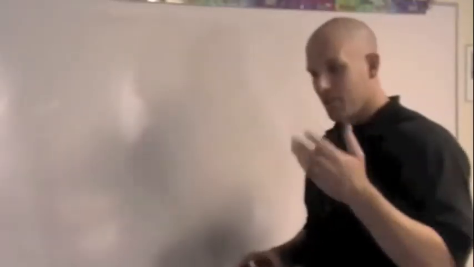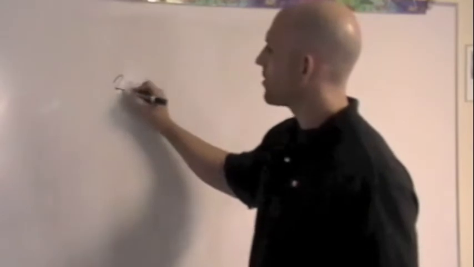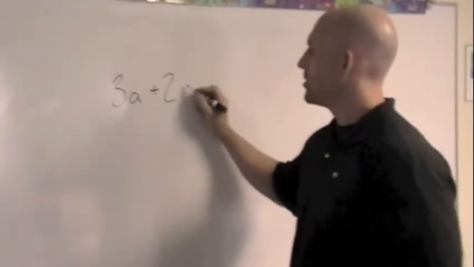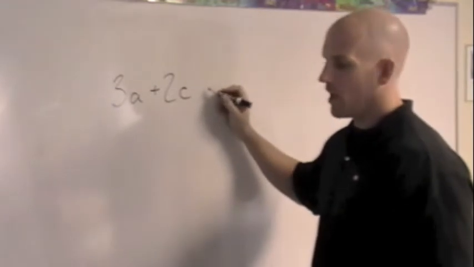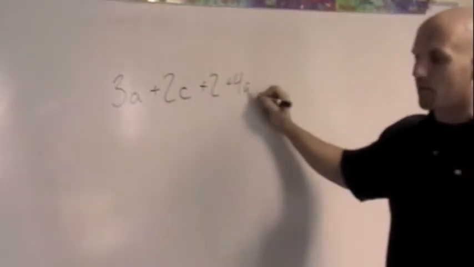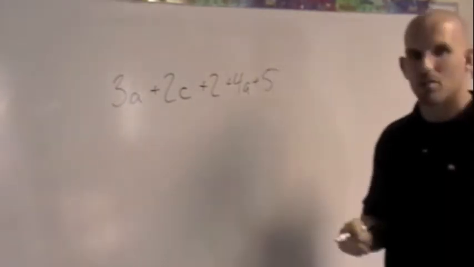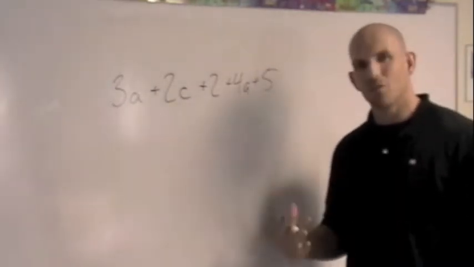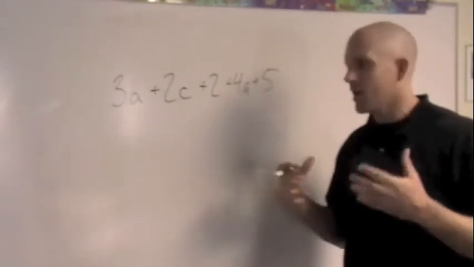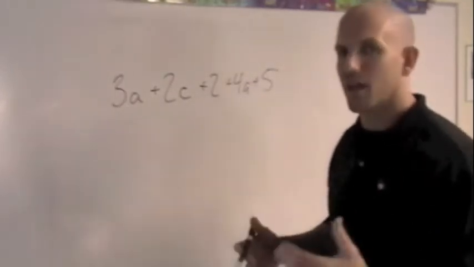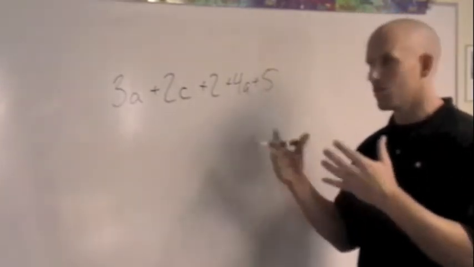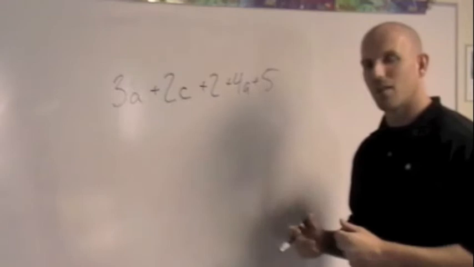So let's take a look at one. If we have 3 apples with 2 cantaloupes, $2, let's say, 4 more apples, and then $5 more sitting on the table. Can we clean this situation up? Can we simplify it and make it a little easier for us to manage? Of course we can. We can put those things that are alike, the like terms, those like items together.